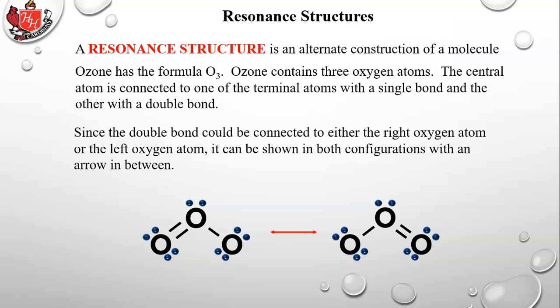So that's one way that you would show a resonance structure. You don't know whether that double bond is on the left or on the right. It could equally be on both, and neither one of those is wrong or right. It's just that, well, in a sense, they're both wrong and they're both right. I'm going to talk about that in a second. But that's how you would represent a resonance structure like that.